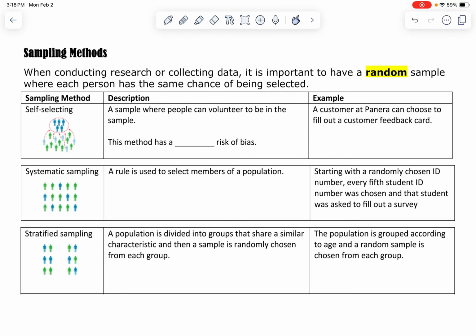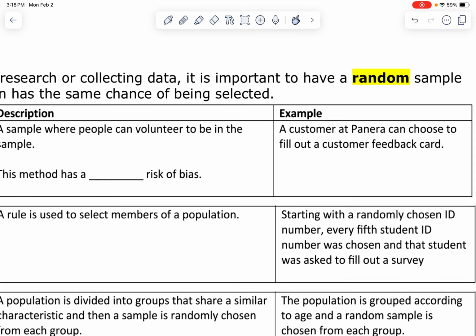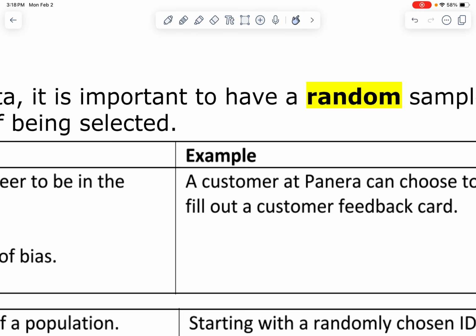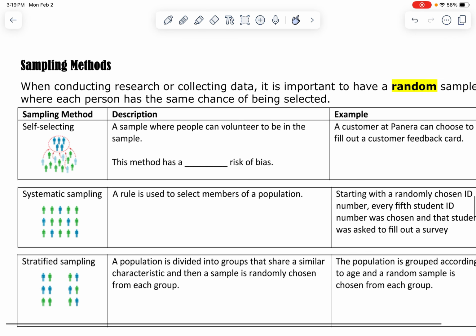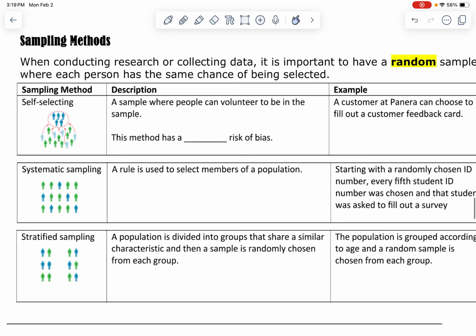Okay, so we have different ways of sampling or collecting data. When conducting research or collecting data, it is important to have a random sample, okay? Where each person has the same chance of being selected. So the more random, the better, and there are different ways that this can be done. Okay, so we're gonna go through 5 of them. On this slide, you'll see 3.